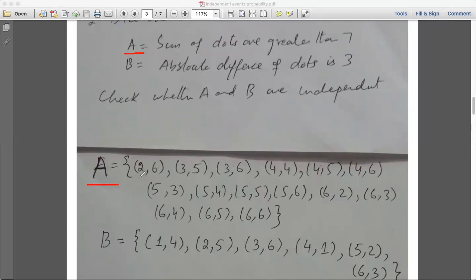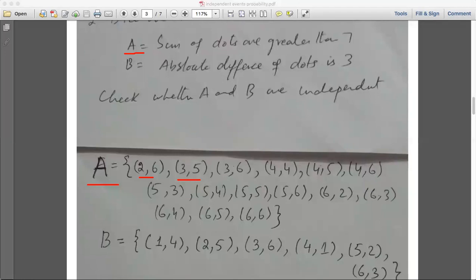2 plus 6 क्या होगा? 8. This is greater than 7. 3 plus 5, 8. This is greater than 7. And similarly, you can check all the elements in set A. Their sum is greater than 7. Okay, not equal to 7, greater than 7, and not less than 7. जितने भी 7 से ज्यादा जिनका सम बन रहा है उनको सम करने से वो वाले हम एलिमेंट्स उसमें लेंगे.